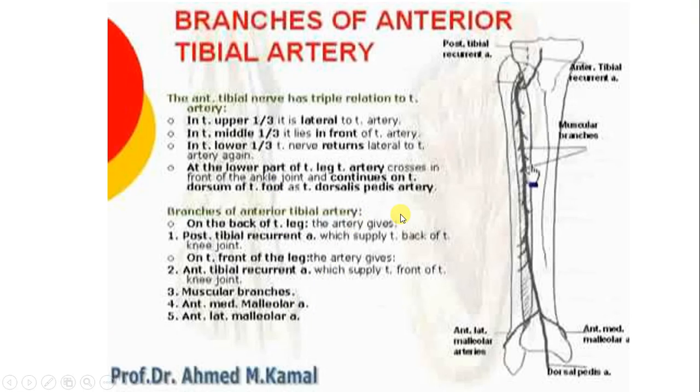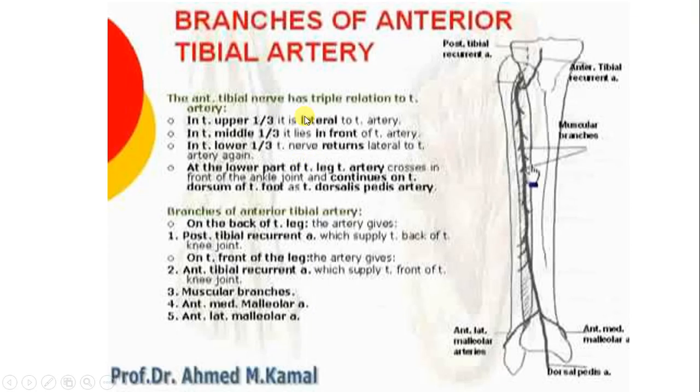In this slide we see the anterior tibial artery and its relation with the deep peroneal nerve, which in some books is called the anterior tibial nerve. In the upper third, the nerve is lateral to the artery. Then in the middle third, it is in front of the artery. And in the lower third, it returns lateral to the artery.